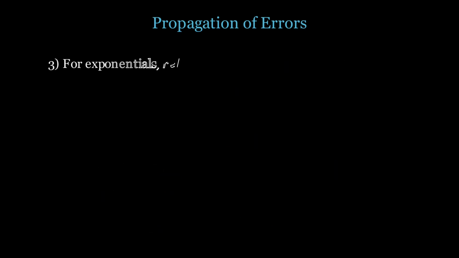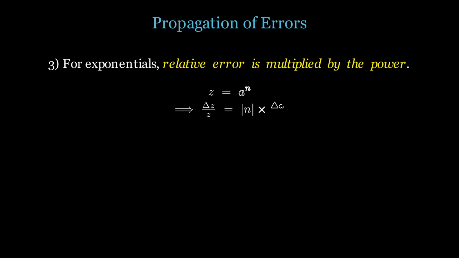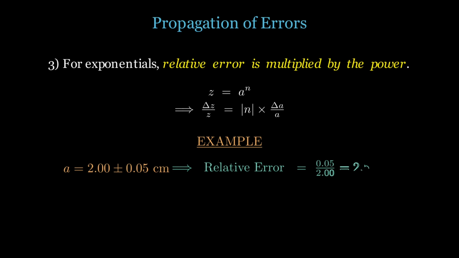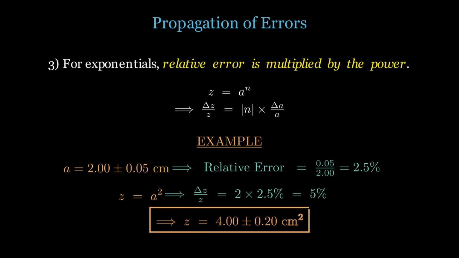Finally, when we deal with exponents or power functions, the relative error is multiplied by the power. So if Z is given as A to the power of n, delta Z by Z is the modulus of n times delta A over A. Say A equals 2.00 plus minus 0.05 and Z equals A squared. Then the relative error in Z is twice 0.05 by 2.00, which is 5%. The error doubles as squaring amplifies any fluctuation.